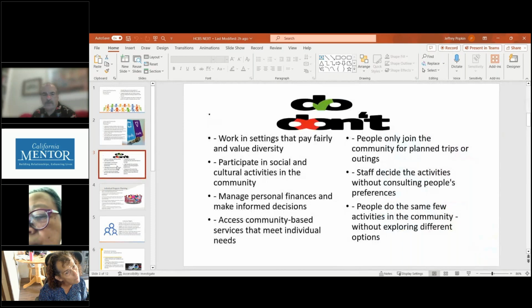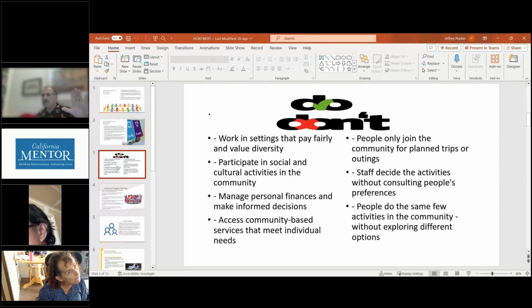Okay, here are some do's and don'ts. For those clients who are working, we want them to be paid a fair wage and to be valued in their work. We want them to participate in social and cultural activities in the community. We want them to be able to, as much as possible, manage their own money. I know there is personal and incidental money in residential care facilities, and you have to have an accounting for licensing and Social Security on how that money is being spent. But they should be able to have some control over their own funds to the extent that, again, functional ability and other issues sometimes come into this.